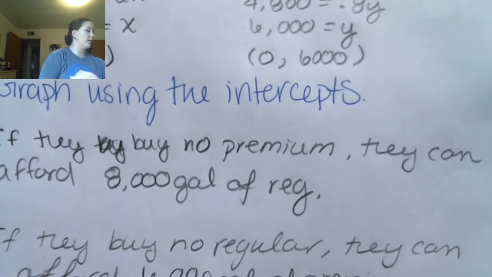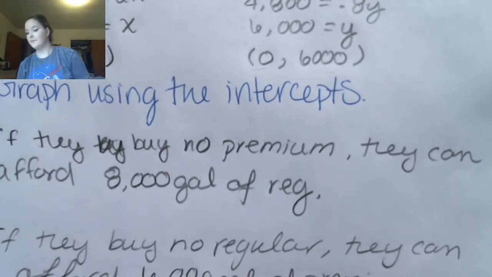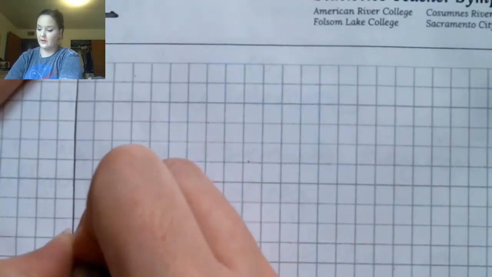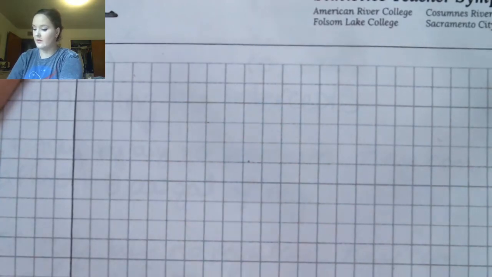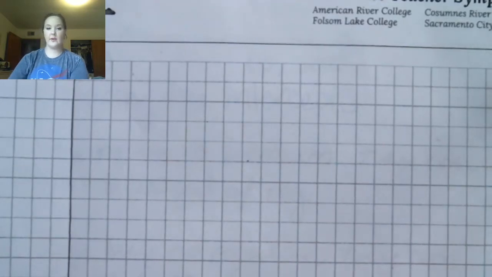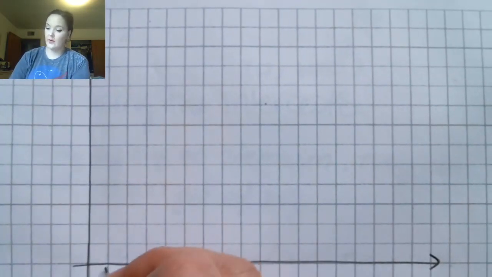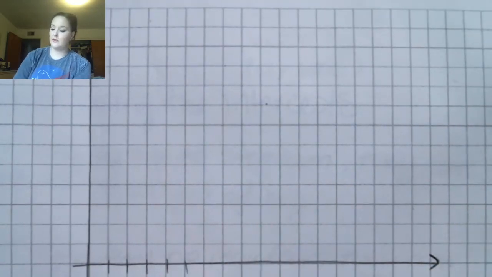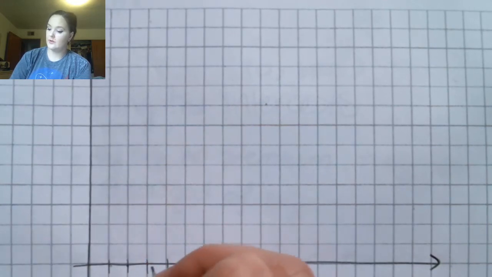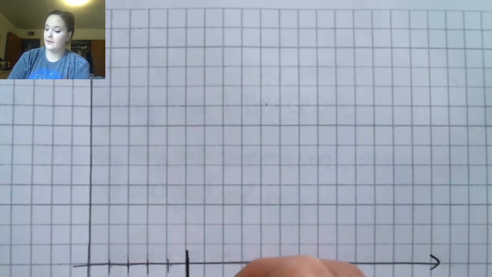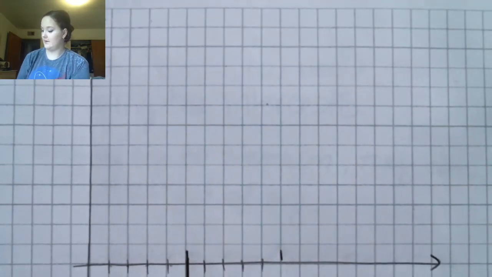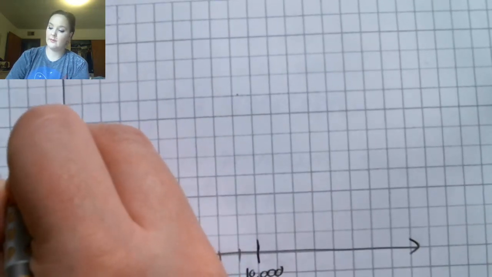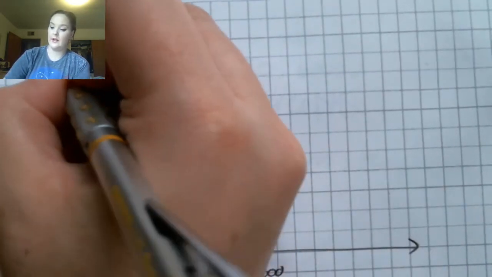So we'll grab some graph paper here. Again, we're not going to have negative gallons of gas, so we really only need to focus on the first quadrant where both things are positive. Remember x is regular, y is premium, so we're only going to have to go up to 8,000 here. So I'm just going to go by 1,000s. 1, 2, 3, 4, 5, 6, 7, 8, 9, 10. Same thing for y.